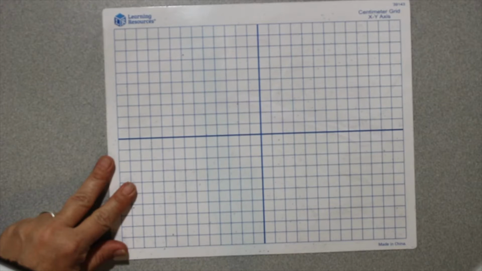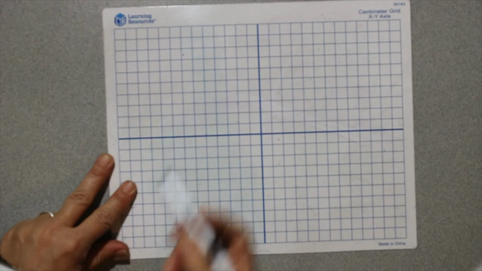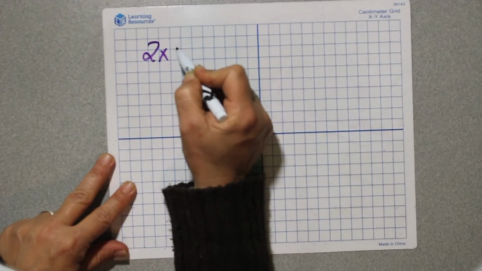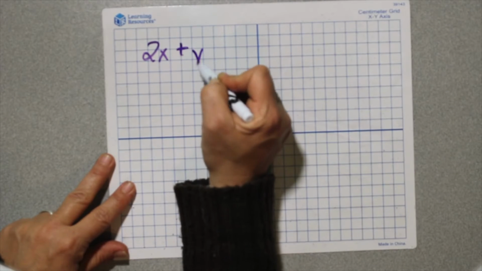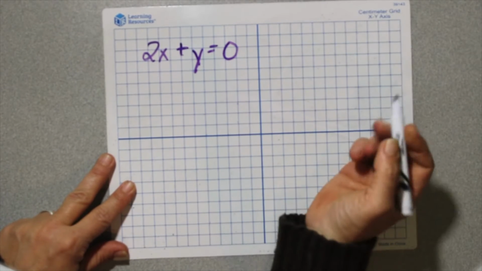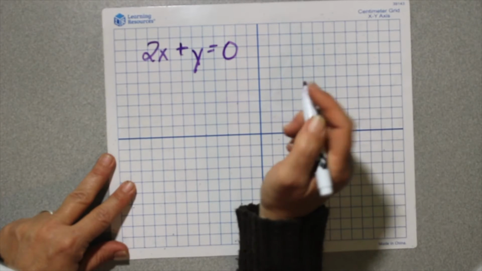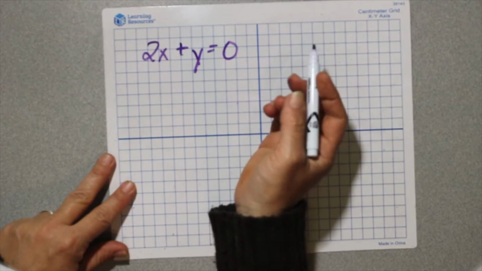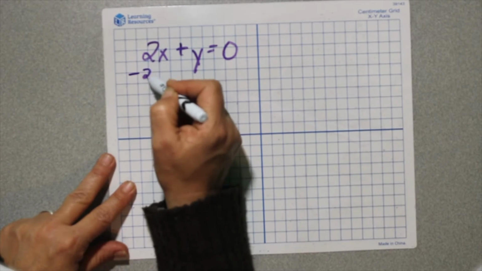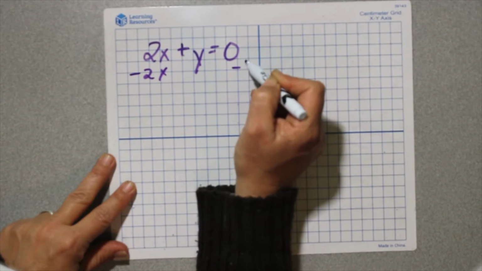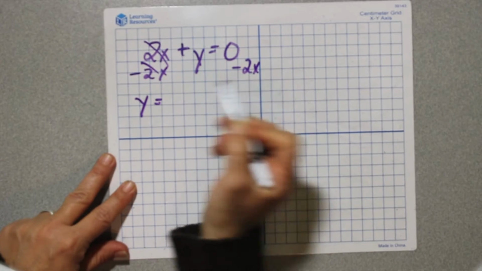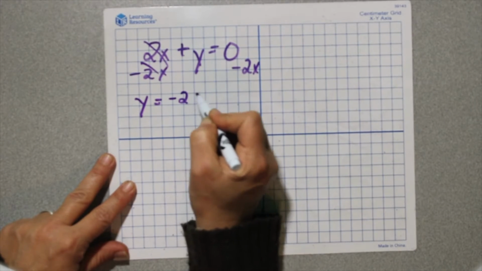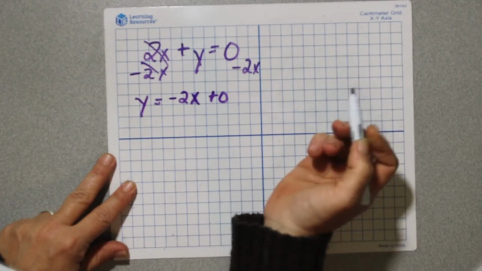All right, let's try 2x plus y plus 2 equals 0. Okay, so we got to get y by itself. So we're going to move this 2x over to this side of the equation. And we're going to get y equals negative 2x plus 0.